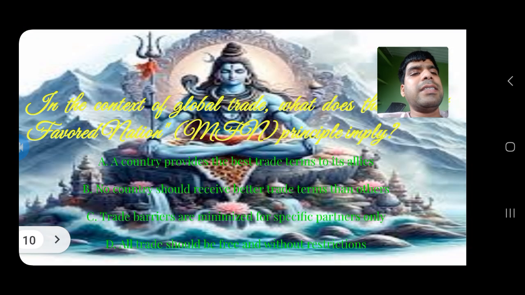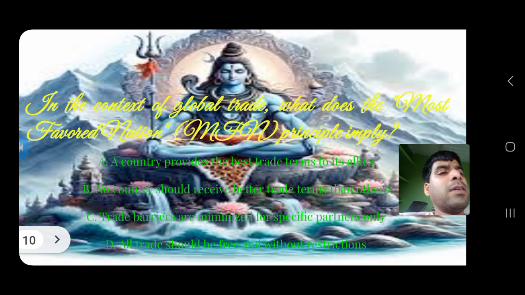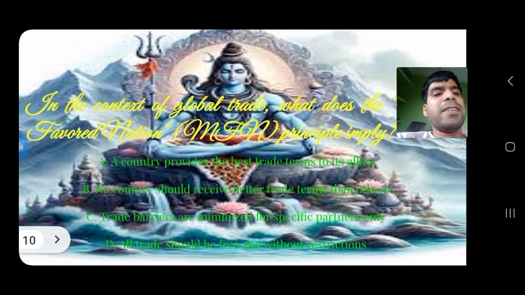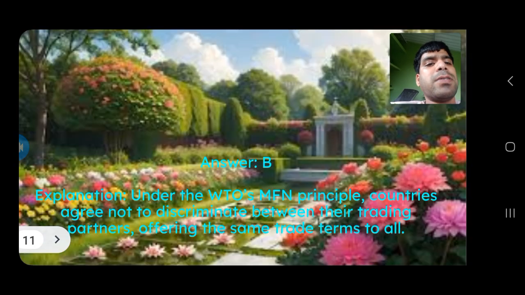And the next question is, in the context of global trade, what does the most favored nation, MFN, principle imply? And the options are: option A, a country provides the best trade terms to select partners. Option B, no country should receive better trade terms than others. And option C, trade barriers are minimized for specific partners only. And option D, all trade should be free and without restrictions. And the correct answer is option B.